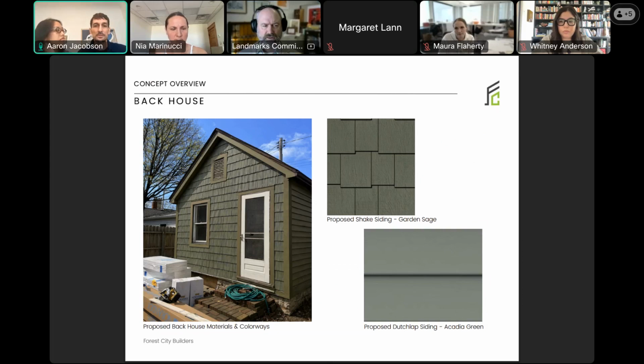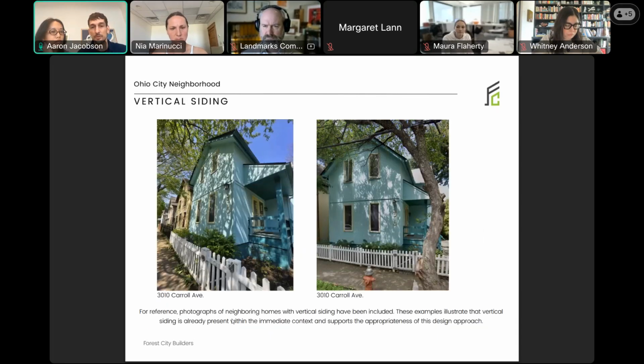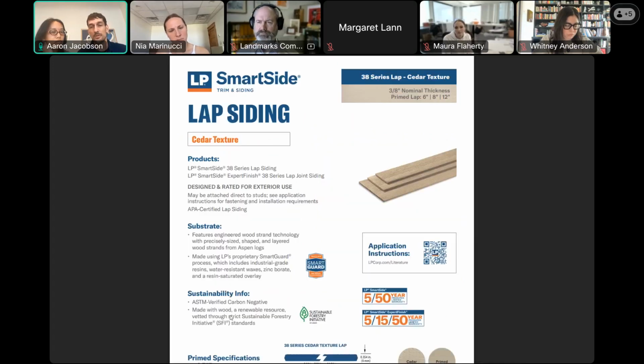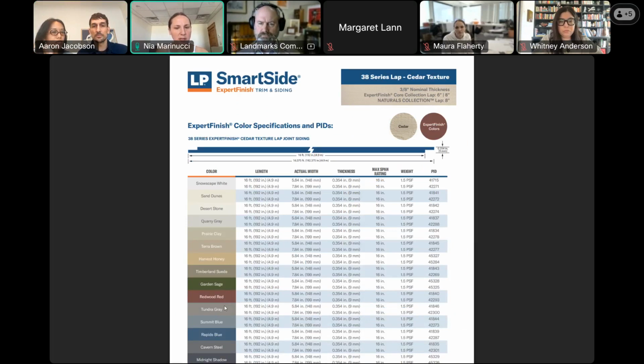The back house, the facade that faces in towards the front property would be LP Smart Side, the engineered wood shake, and the other three faces, including the back alley, none of which are visible from the street or the sidewalk, would be vinyl lap siding. Thanks for pointing that out, Dan, because we hadn't even looked at that yet.